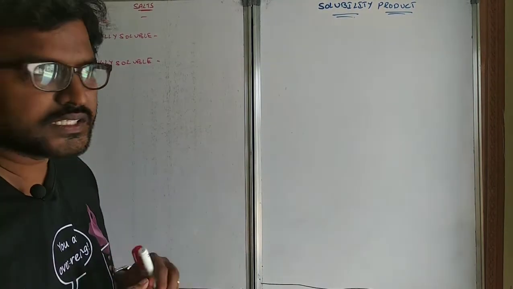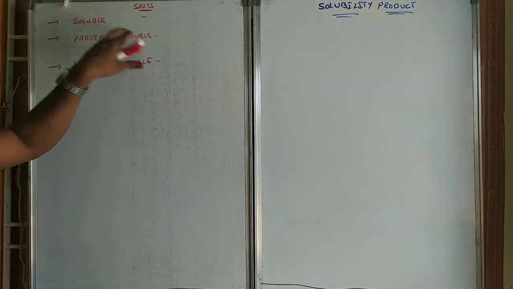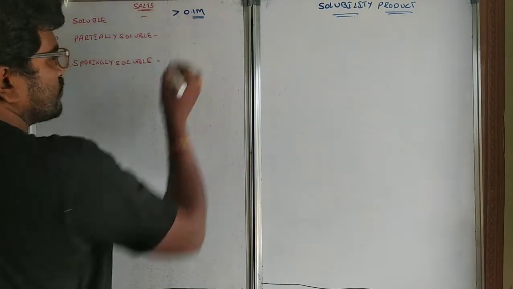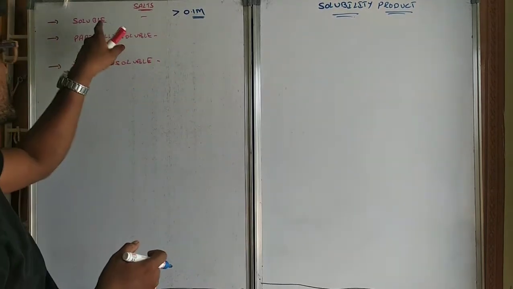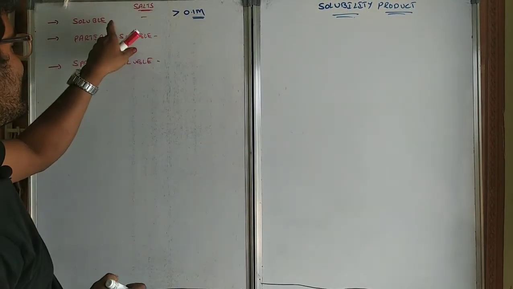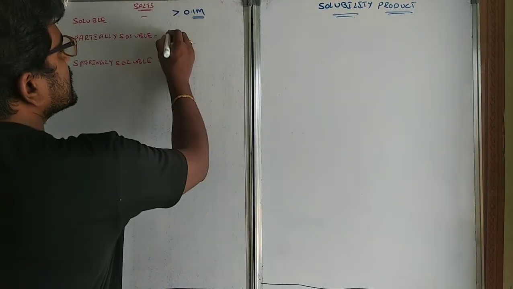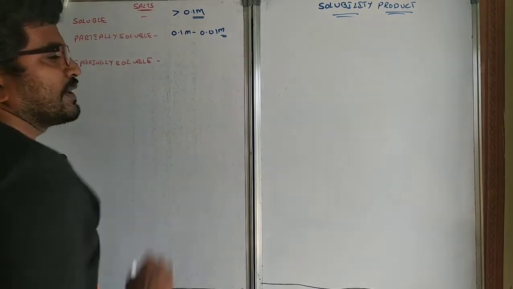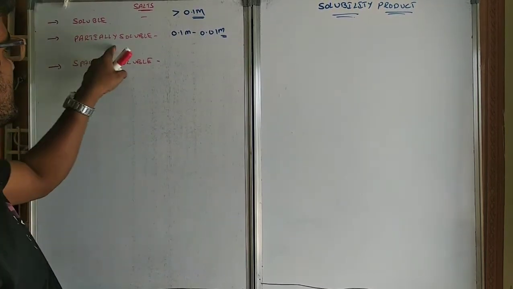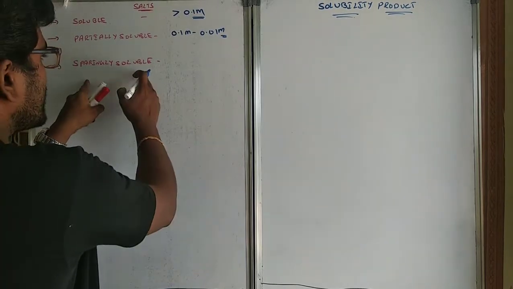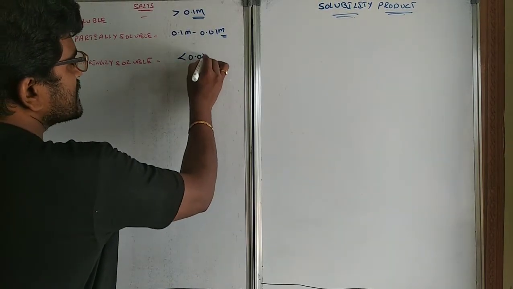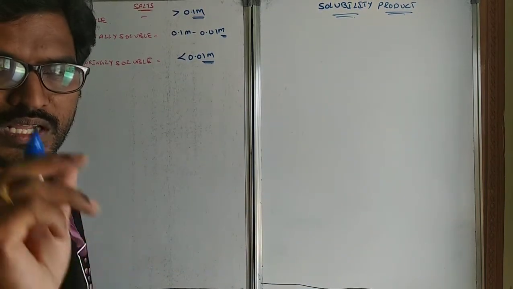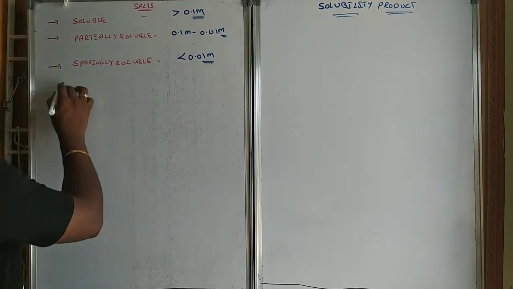How are they divided? When a particular salt is dissolved in water, if its solubility is greater than 0.1 molar, that is known as a soluble salt. If the solubility is between 0.1 molar and 0.01 molar, then it is known as a partially soluble salt. And finally, if a salt has solubility less than 0.01 molar, then it is known as a sparingly soluble salt.